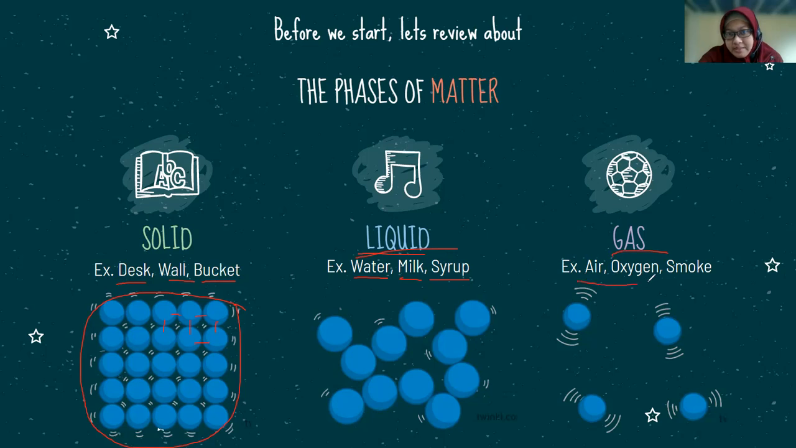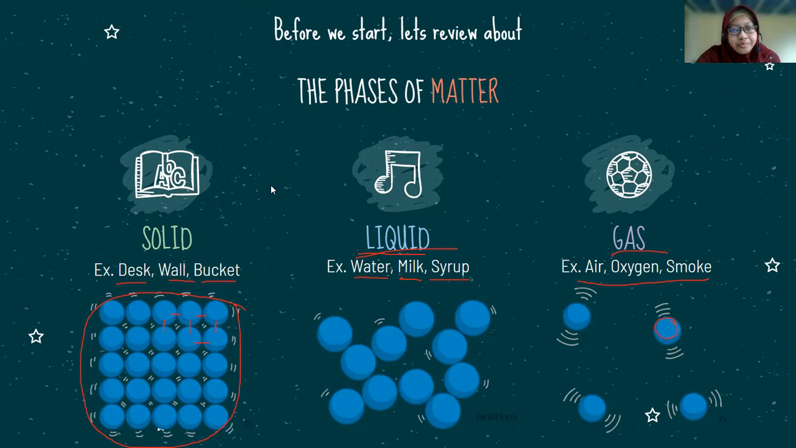The last one is gas. The examples of gas are air, oxygen, and smoke. The particles of gas are far apart. They are not like liquid, they're not like solid; gas particles are far apart from each other, and they are not packed in a regular pattern. They are in a random pattern, far from each other.